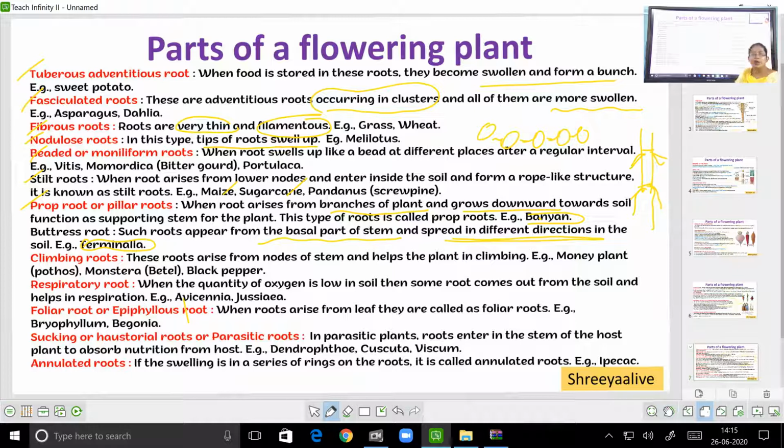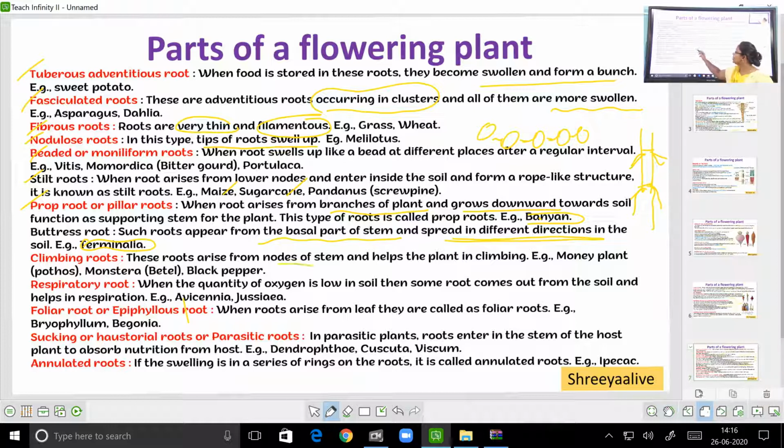What is this? Why do we call this a climbing root? For example, when we grow money plants or any plants with a weak stem, which cannot stand straight, we always give some support, like a thread or any other thing. On this, they will be twining and growing. The roots will come out in order to support itself, because as such the stem is very weak. These are called climbing roots.